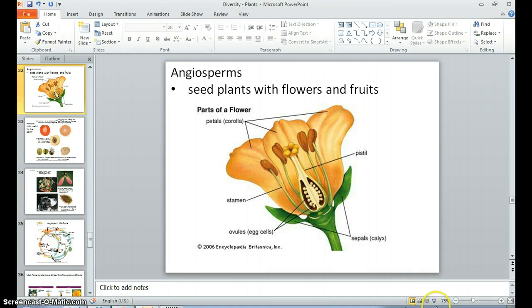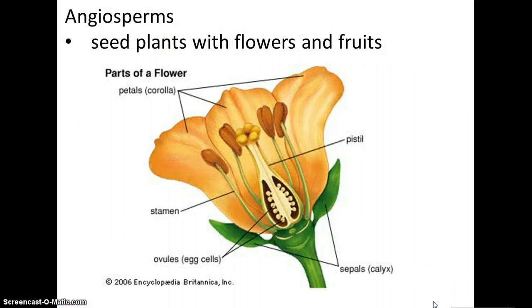Okay, now let's finish up plant diversity. So here we have the angiosperms, whose innovation is the production of the flower and the fruit. We'll talk much more about angiosperms when we talk about plant form and function.